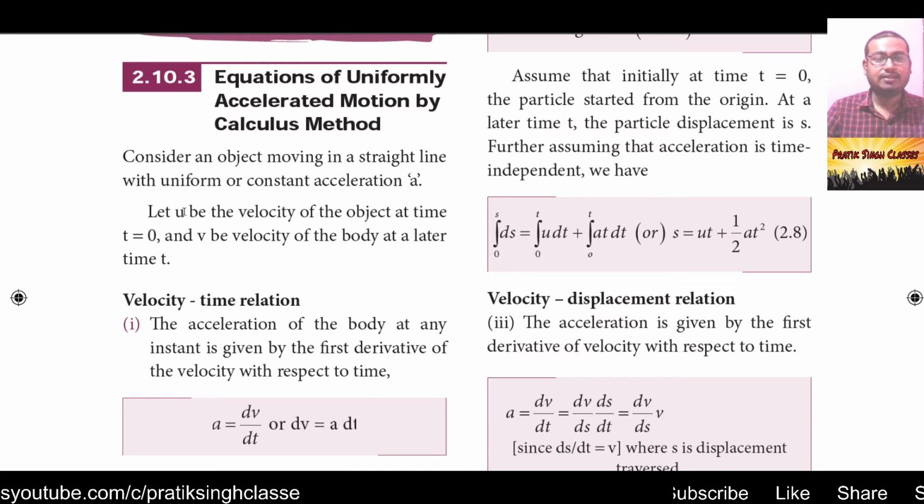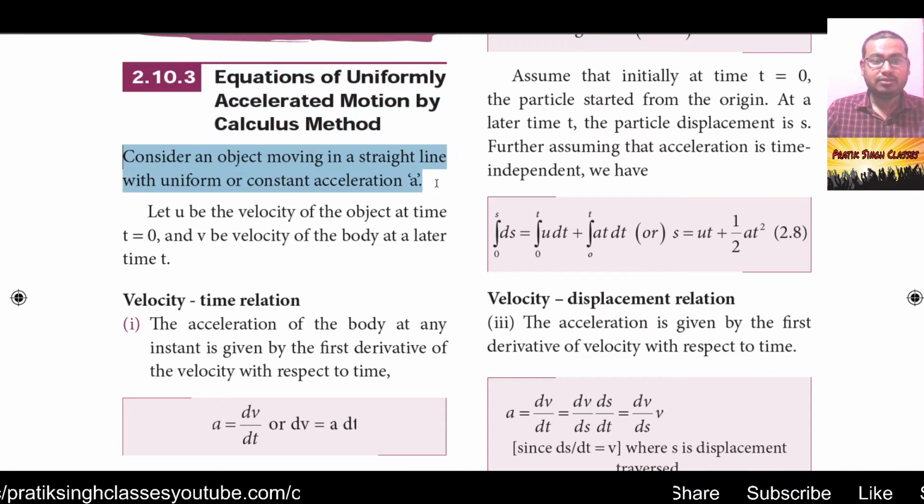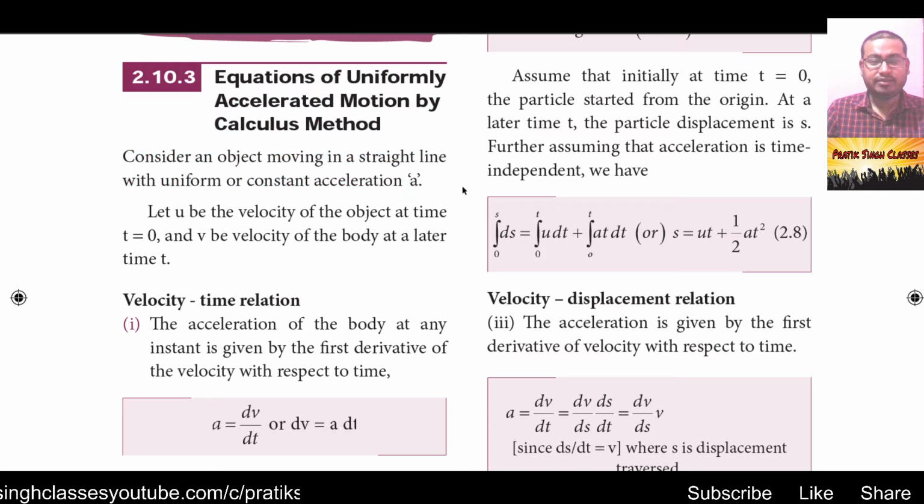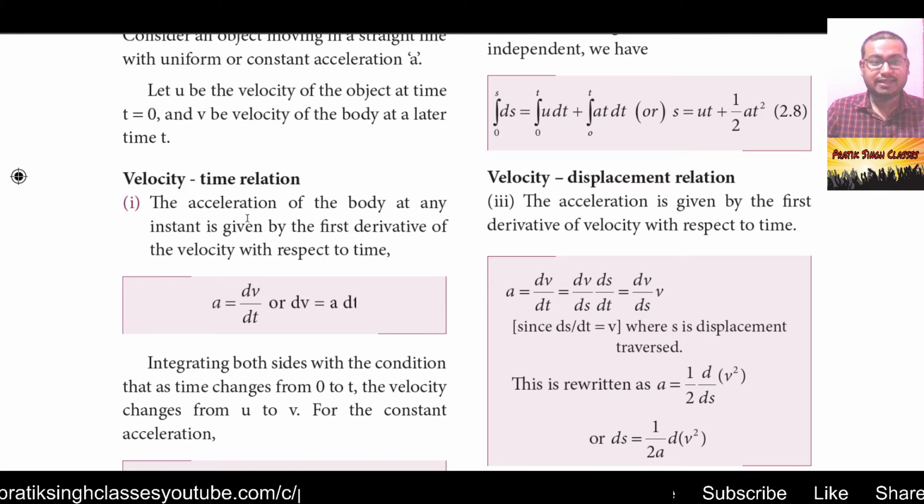Fine. So starting section 2.10.3, that is equations of uniformly accelerated motion by calculus method. Here uniformly accelerated motion means when the acceleration of the object will remain constant for a long period of time or up to the consideration. Consider an object moving in a straight line with uniform or constant acceleration a. In class 10th also you have studied about acceleration. So as given here, the body is moving in a straight line with a uniform acceleration, and that is a. Please note it down that acceleration is a vector quantity. It has magnitude as well as direction.